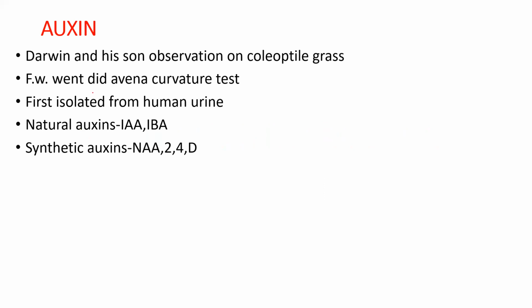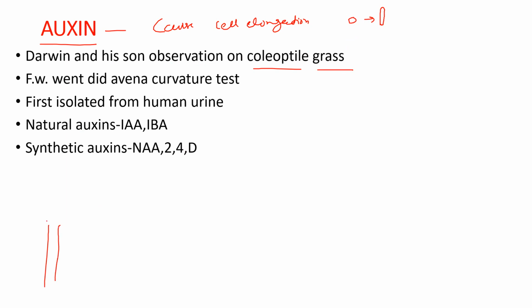So first we talk about auxin, the growth promoter. It causes cell elongation. So if the cell is this size, it elongates. First, Darwin and his son observed coleoptile of grass, and they found that the grass shows phototropism, meaning its tip bends toward the sunlight, but why it is so, they didn't know.